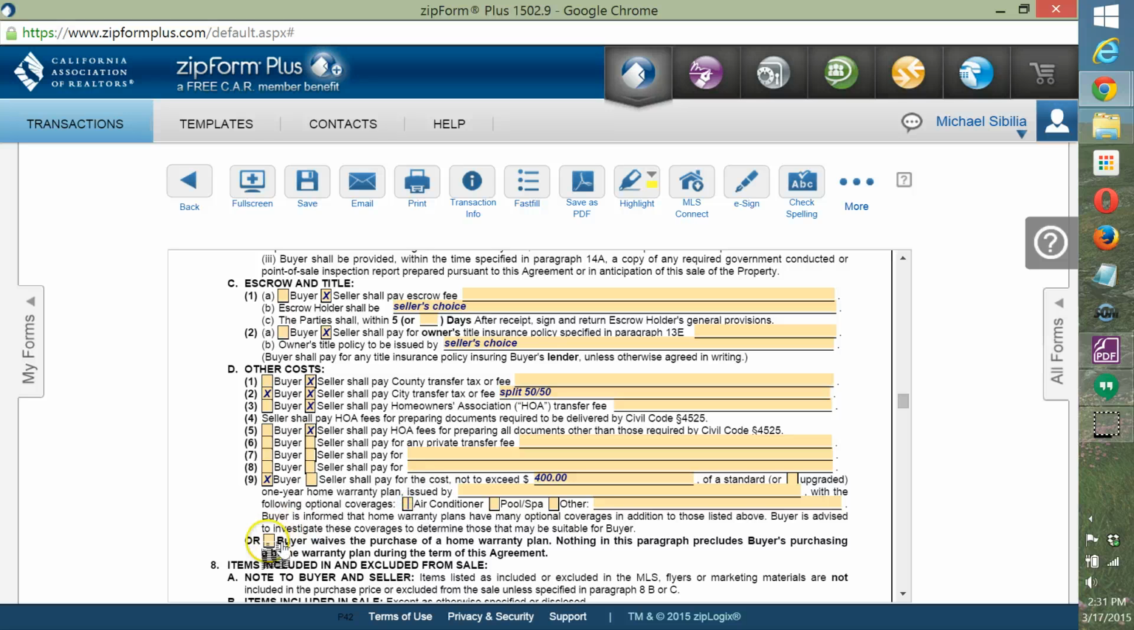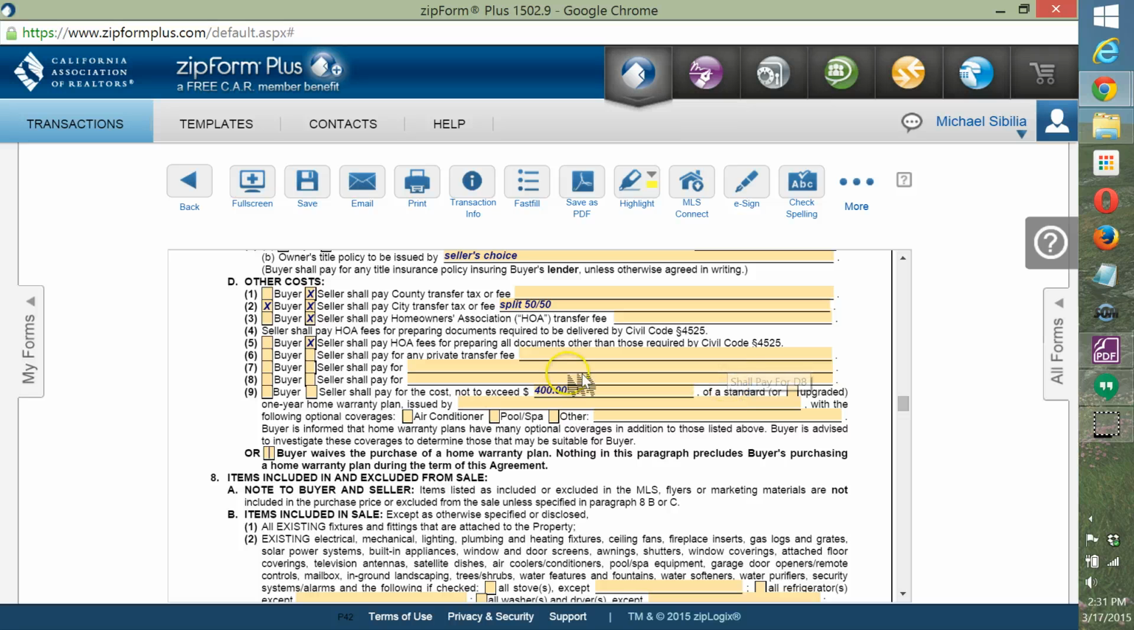Notice there's actually a box that says buyer waives the purchase of a home warranty plan. Notice, if the buyer doesn't want one, they have to click that box. Notice these other ones have gone away. The reason they put that in is that the chances that you as an agent and we as an office are going to get sued have just gone up if there's no home warranty. Right? So whoever pays for it, I don't really care.